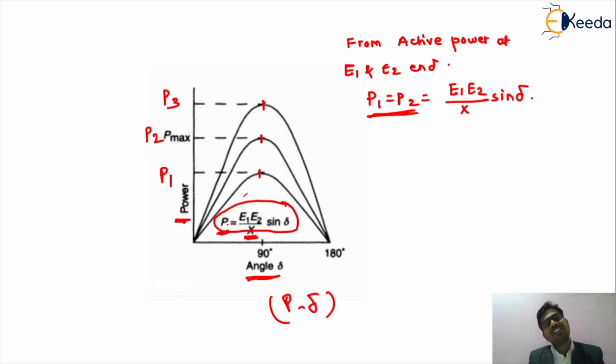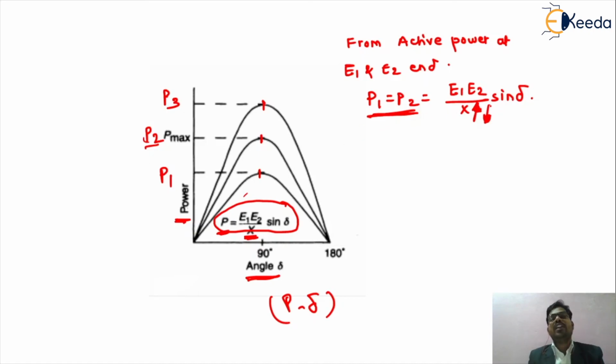So if you want to control this power, you have to control this value of the impedance, and if you change this value of the impedance, we can change the power. We get the value of the power at P2, which is the P max, or we can get the value of the power P3, depending upon the change in the reactance. So from this equation we can say that by increasing or decreasing the value of the reactance of your transmission line, we can control the power.